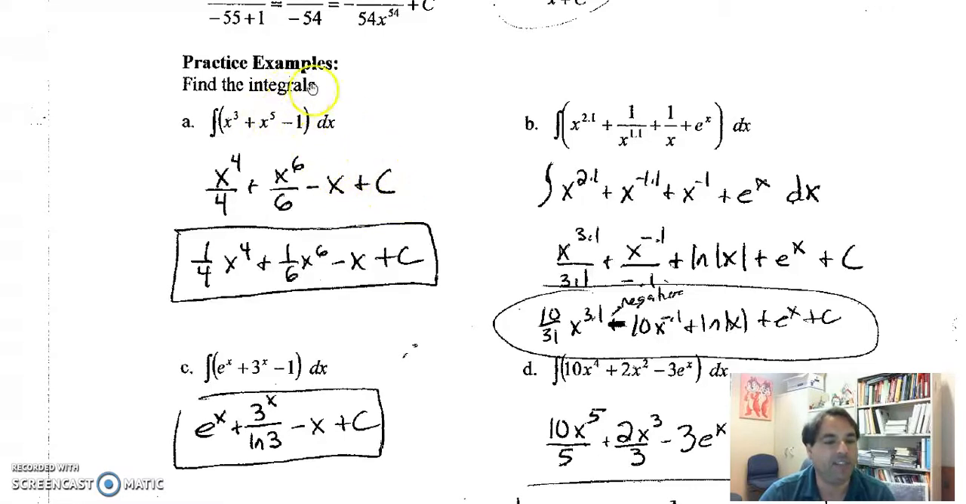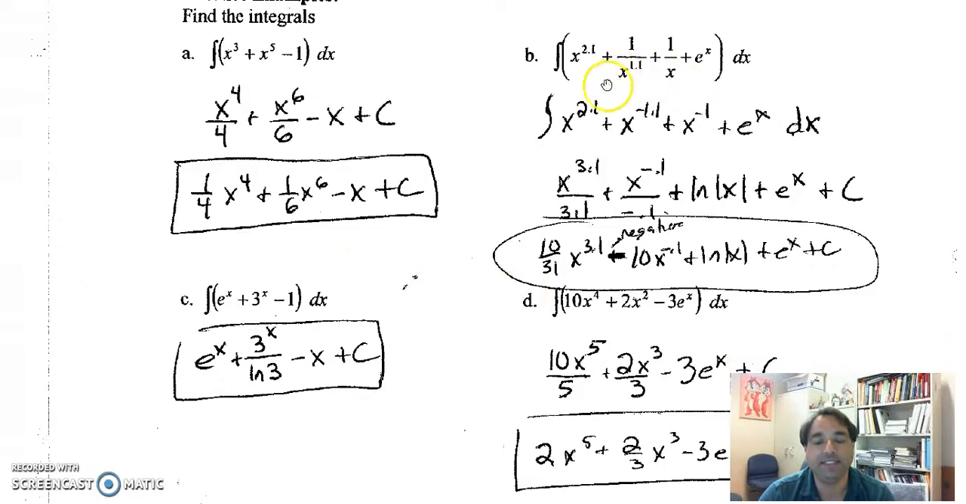I don't need to put a plus c after each one. One plus c at the end is sufficient, because remember, if a number plus a number plus a number is still just a number. So your final answer would be 1/4 x to the 4th plus 1 over 6 x to the 6th minus x plus c.